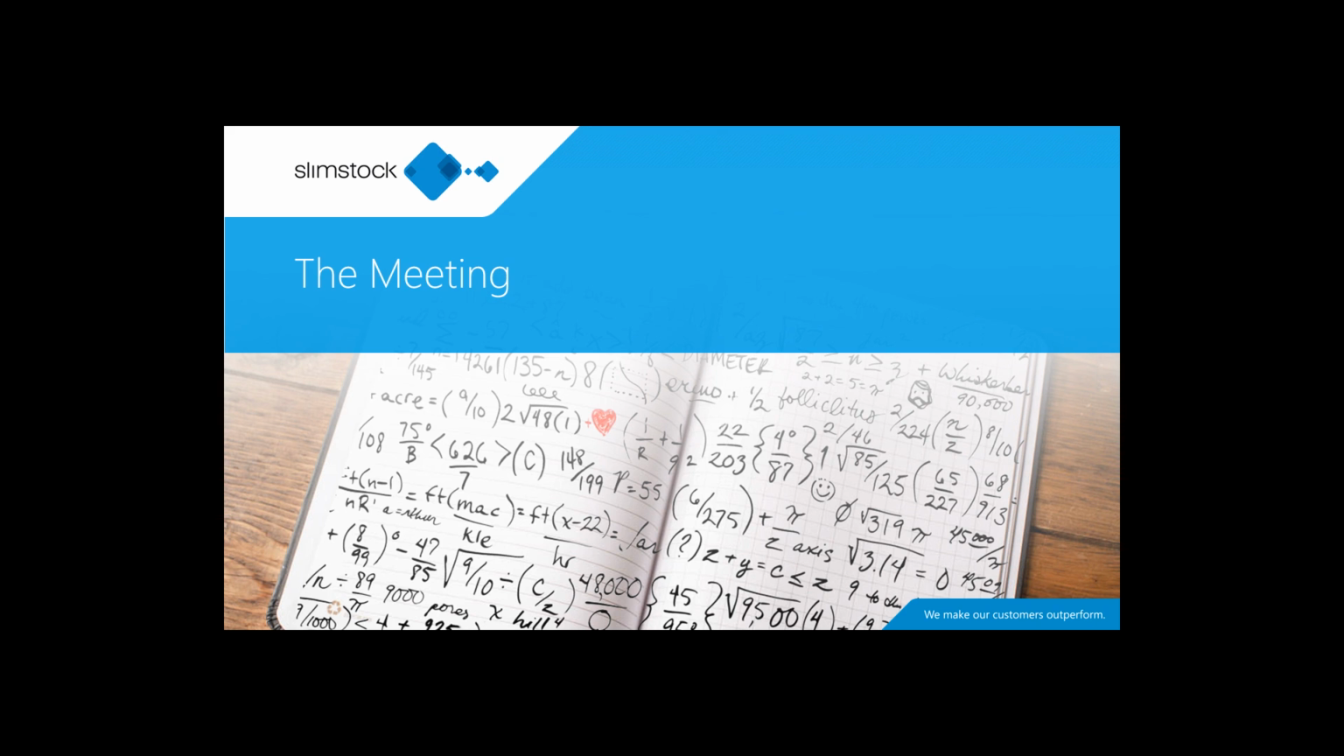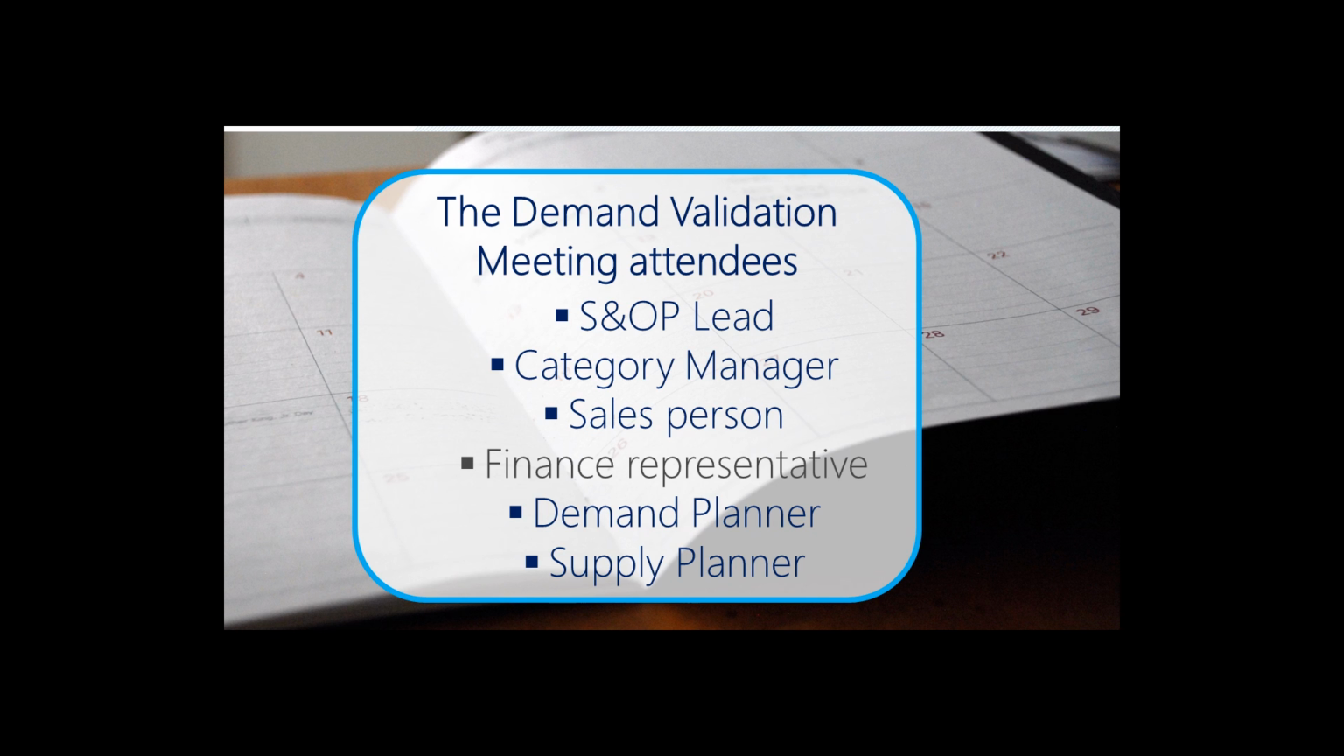To achieve this, you need to have a structured process in place with clear roles and responsibilities that culminates in the consensual sign-off of the unconstrained sales forecast. Typically, this may be carried out during a monthly meeting with representatives from the key departments. Depending on the size of the business, some roles may be combined. For example, you may not have a designated person specifically for the S&OP lead.